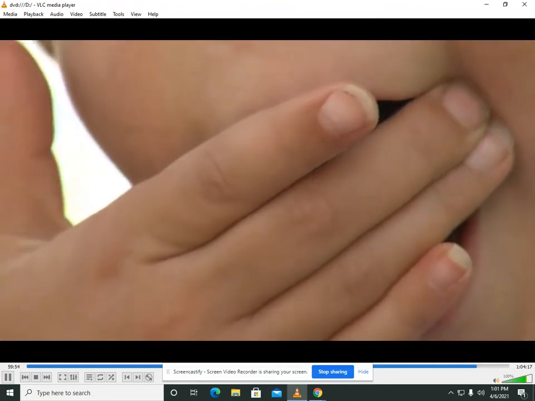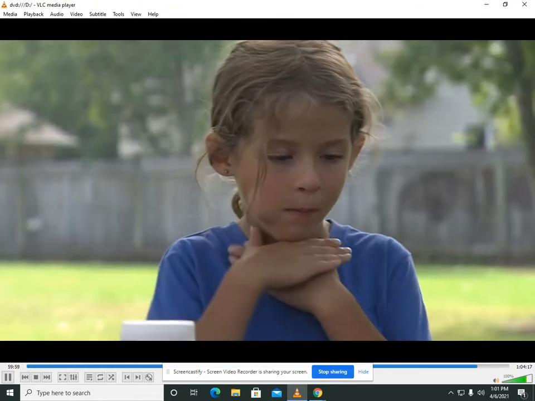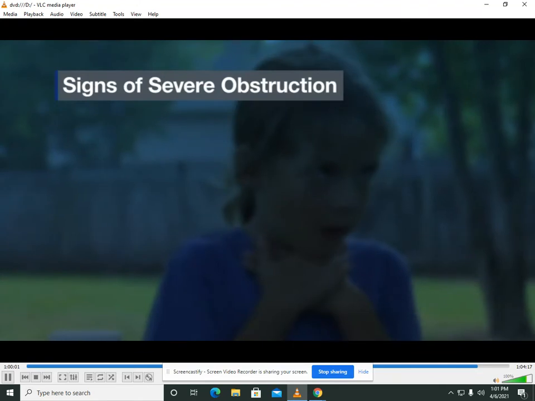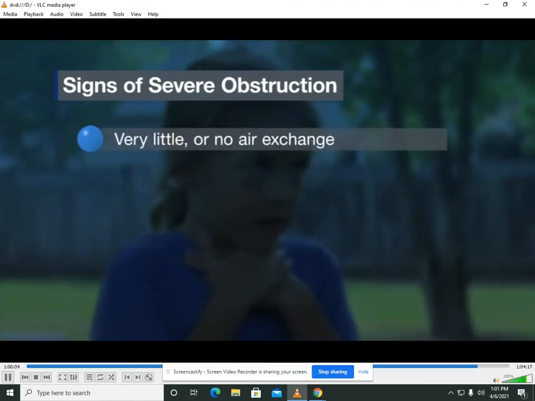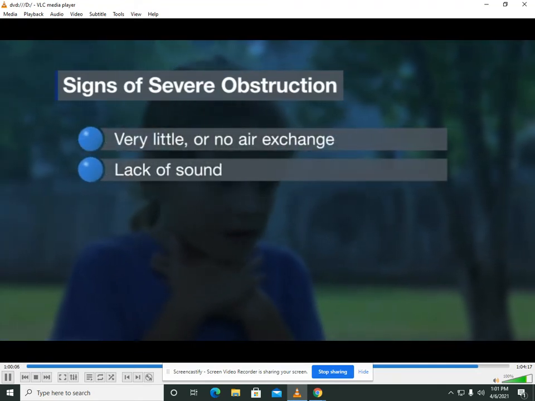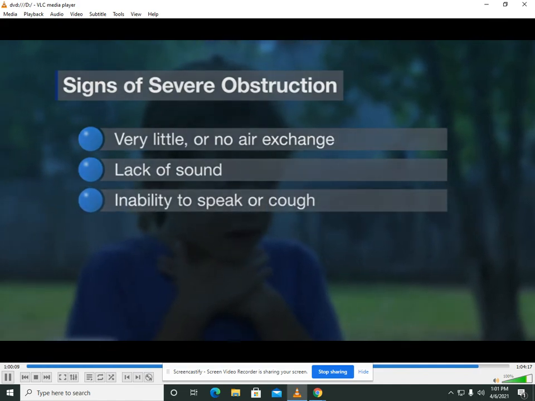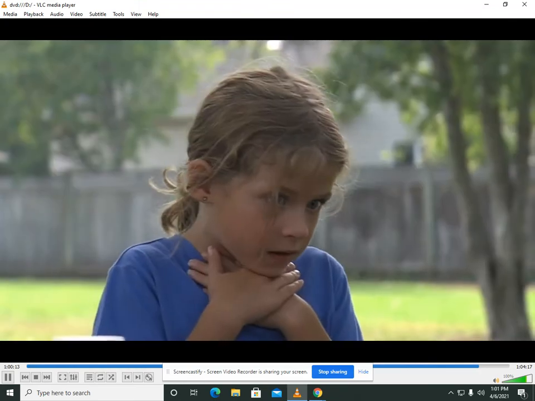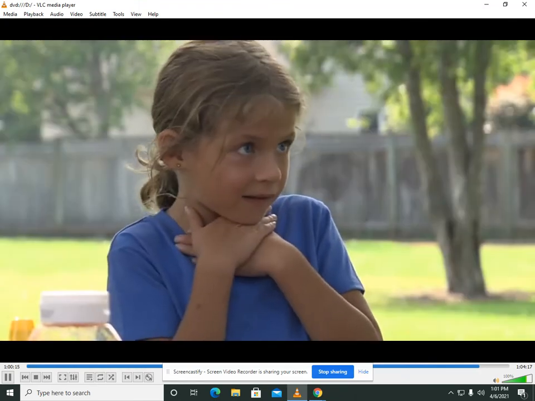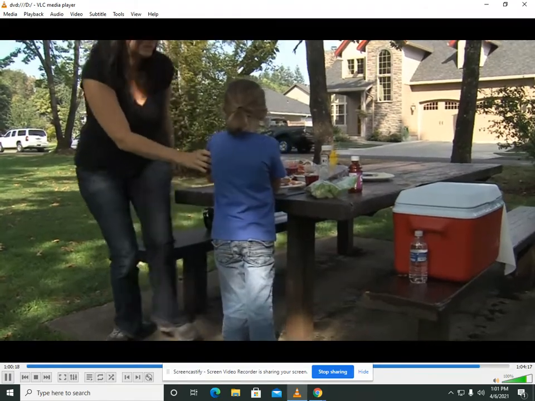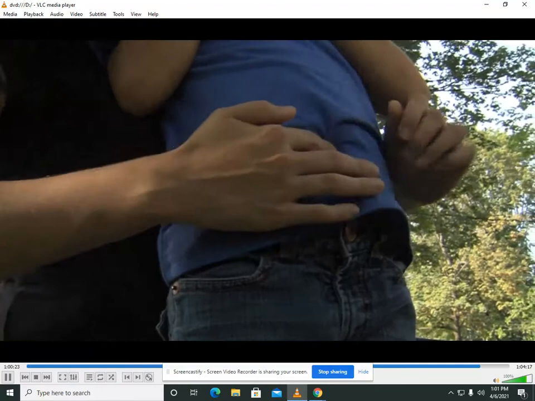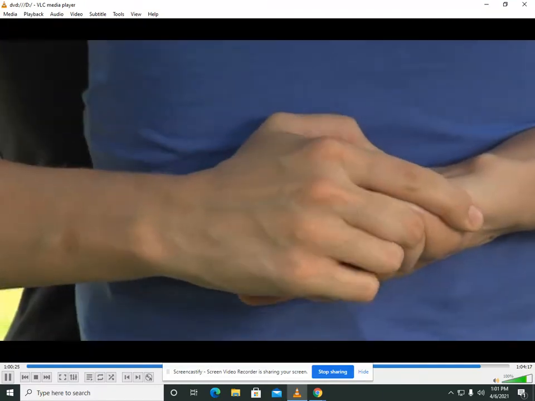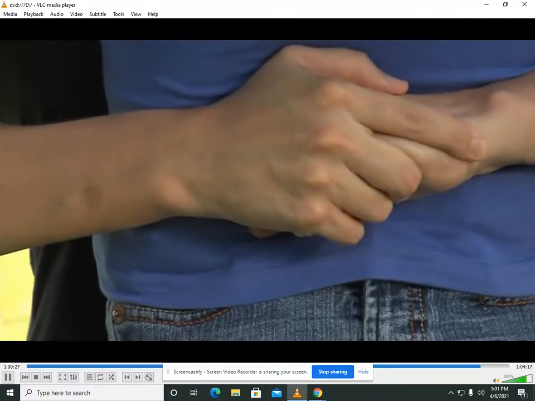When a severe blockage occurs, a child cannot take in enough air to dislodge the object. Signs of severe obstruction include very little or no air exchange, the lack of sound, and the inability to speak or cough forcefully. Are you okay? Are you choking? The child may hold her hands to her throat while attempting to clear the obstruction. Do not hesitate. A child with an obstructed airway requires your help to survive.